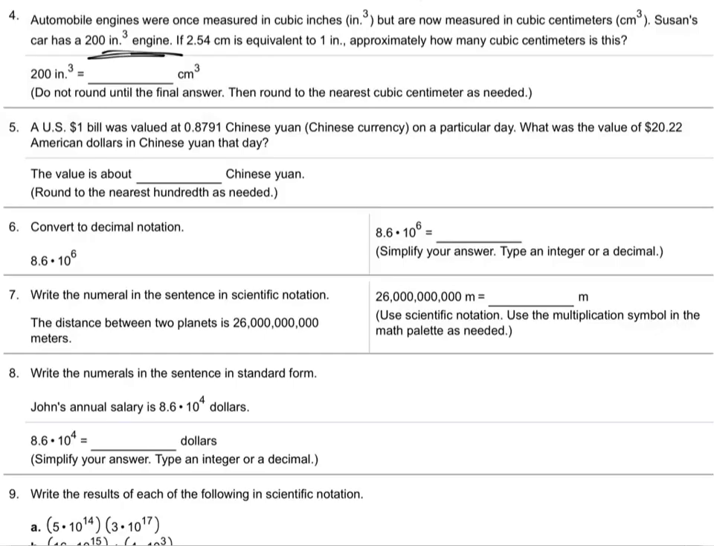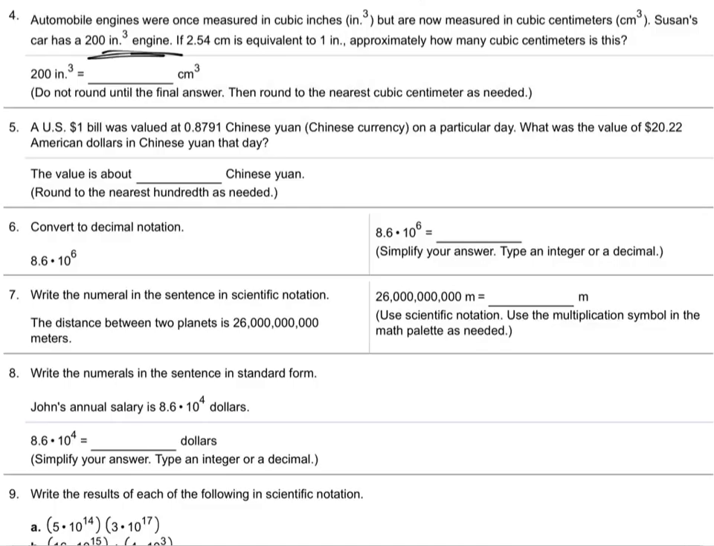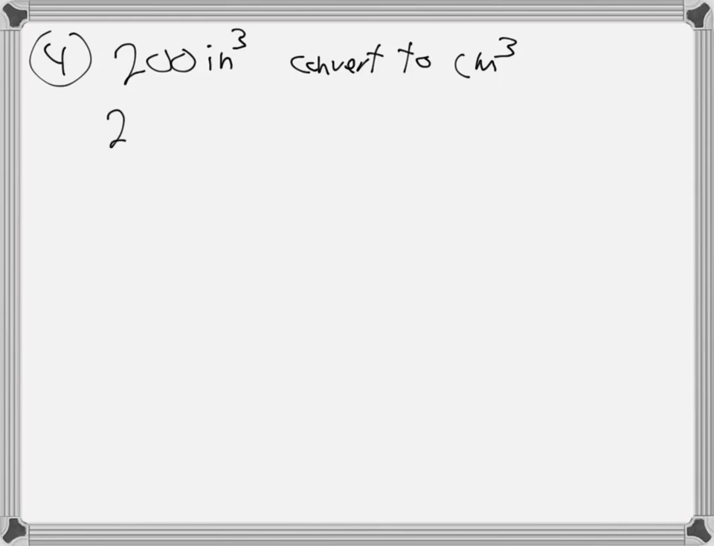Let me summarize. 200 cubic inch, convert to cubic centimeters. 2.54 centimeters is 1 inch. All right. How do we do this?